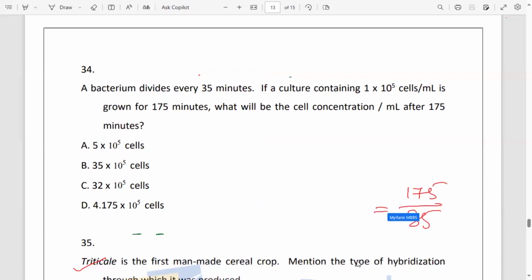So if you do this, you will get 5 divisions. Taking 1 cell, it will give 2. 2 cells will give 4. 4 cells will give 8. 8 cells to 16. 16 cells to 32. 1, 2, 3, 4, 5. So the answer would be 32 into 10 to the power of 5. So for the 34th question, the third answer is correct.